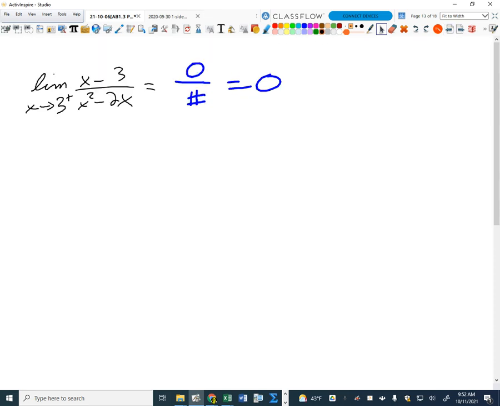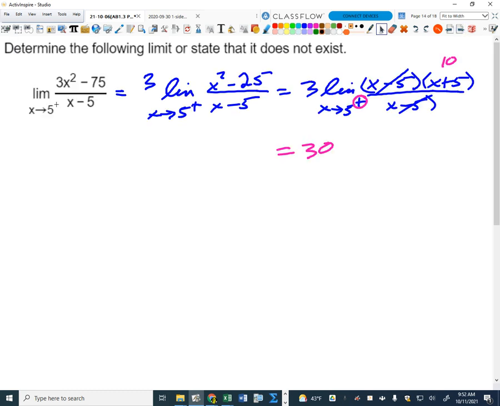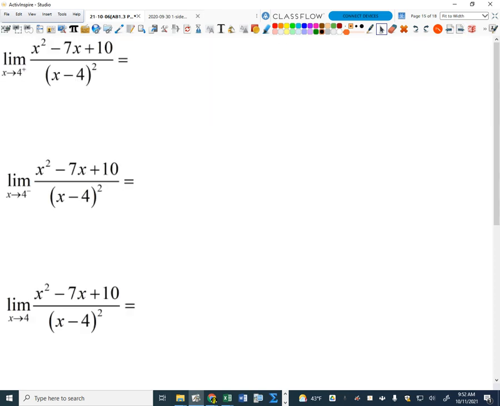If we get 0 over 0, we have to do more work, right? Have we had one of those yet? Well, this was originally 0 over 0, right? So we had to do more work. Or we get one like this, where if I try to evaluate it, I get some number divided by 0. Used to be DNE, does not exist. But now we're going to be more specific about that.